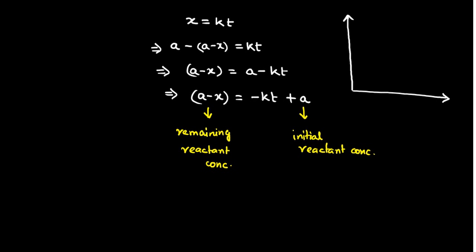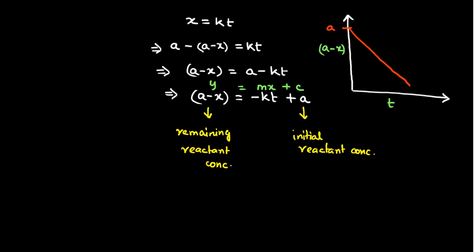A minus X versus T, what we are going to observe here is that this is of the form y equals mx plus c. So the y-intercept represents the initial concentration of the reactant. If we are starting with the initial concentration like this, A, y equals mx plus c is a straight line plot. So the remaining concentration of the reactant at time t versus time, what will be the nature? It will be a decreasing plot.